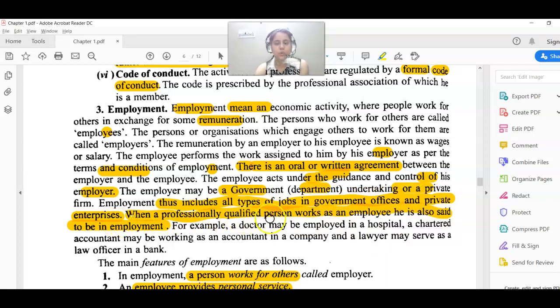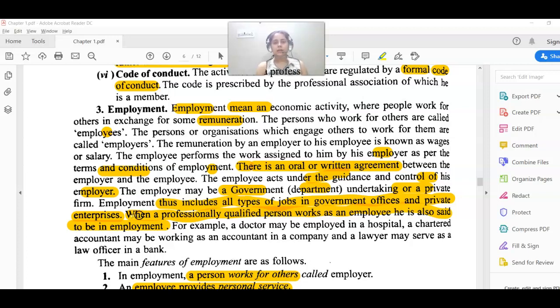When a professionally qualified person works as an employee, he is also said to be in employment. For example, a doctor may be employed in a hospital, a chartered accountant may be working as an accountant in a company, and a lawyer may serve in a law office in a bank. So we can get a question here with this line: when a professionally qualified person works as an employee, he is also said to be an employee.